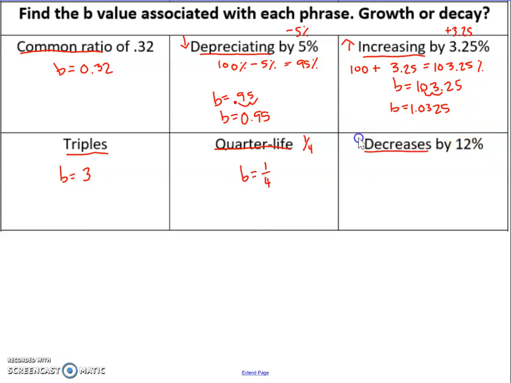This last one says I decrease, so I'm going down, that means subtract this 12% from 100, which is going to get me 88%, and then convert it to my B value. Drop the percent, move the decimal. My B value that I would use in my equation is 0.88. Woohoo! All right, we doing all right?